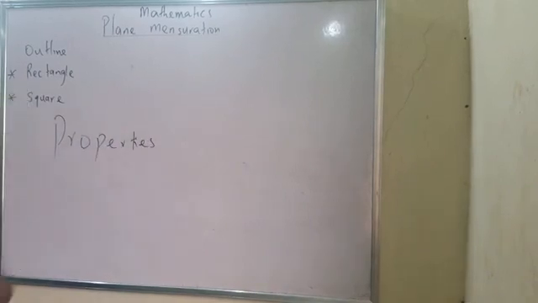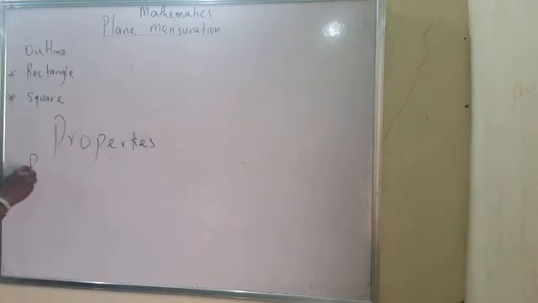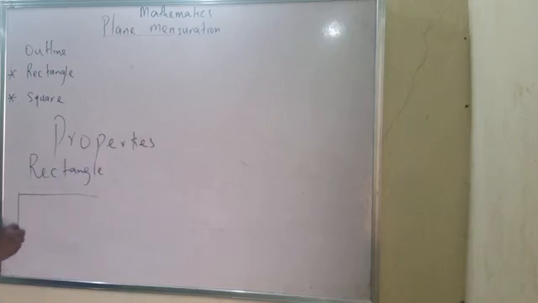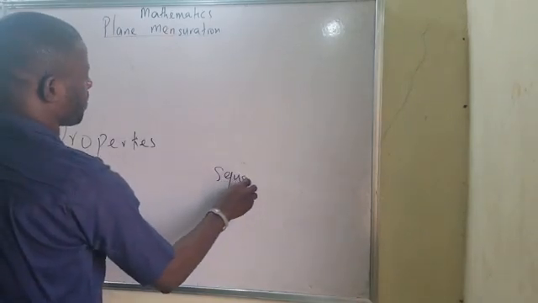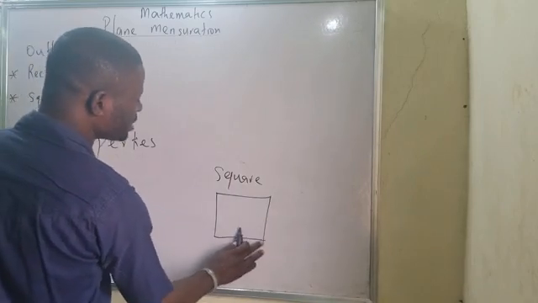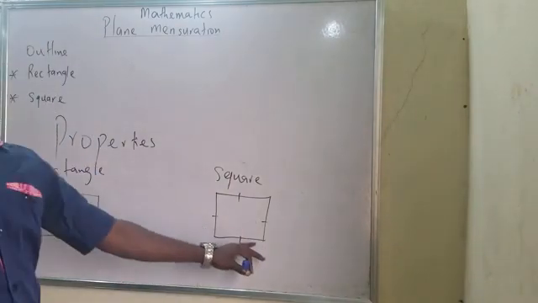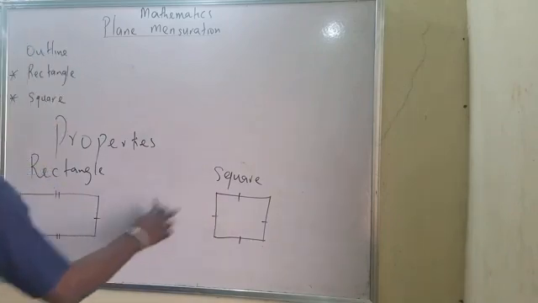First, the properties of a rectangle: two opposite sides are equal. This is equal to this, and this is equal to this. Very important. Now, for a square, all the sides are equal. If somebody draws this, before you conclude that it's a square, it means all sides must be equal.